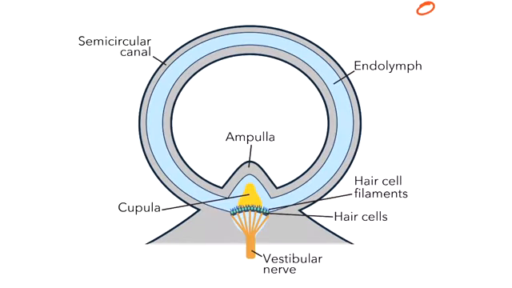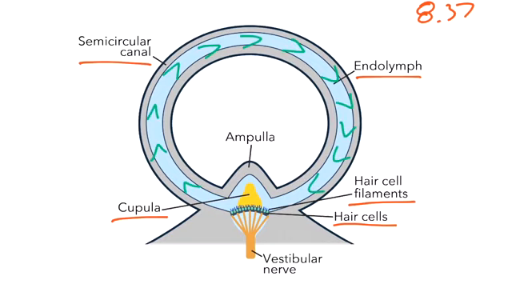So here's figure 8.37, showing one semicircular canal. So each canal is filled with endolymph, represented with this blue. At the base of each canal is a cupula with hair cells and hair cell filaments, which you can see there. So when a person moves, the canal moves, and so the endolymph will shift, represented by these arrows. When the endolymph shifts like this, these hair cell filaments will be stimulated, and it will cause firing of the vestibular nerve.